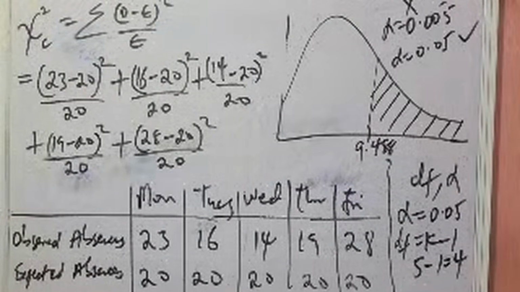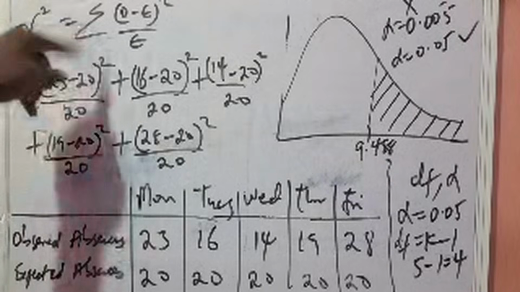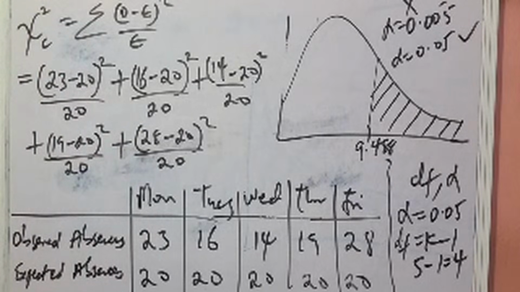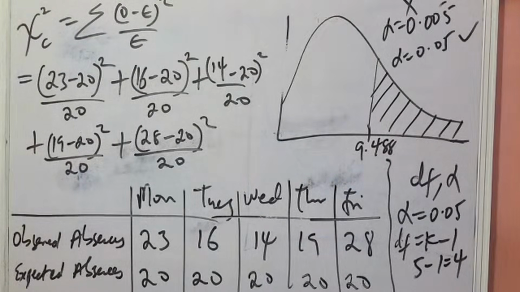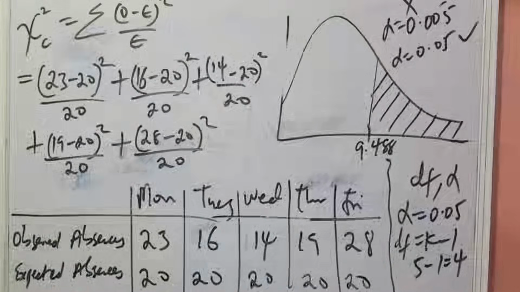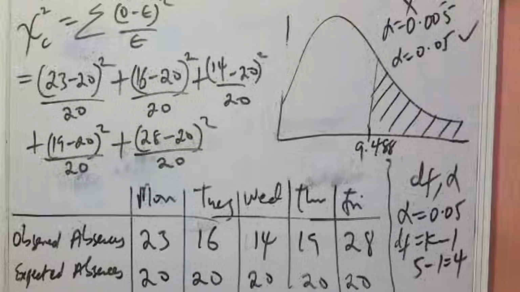Of course, 23 minus 20, that's 3. 3 squared, that's 9 over 20. The next one we have 16 minus 20, that's minus 4 squared, that's 16 over 20. The next one we have 14 minus 20, that's minus 6 squared, that'll be 36 over 20. And the next one we have 19 minus 20 squared over 20. 19 minus 20 is minus 1 squared.